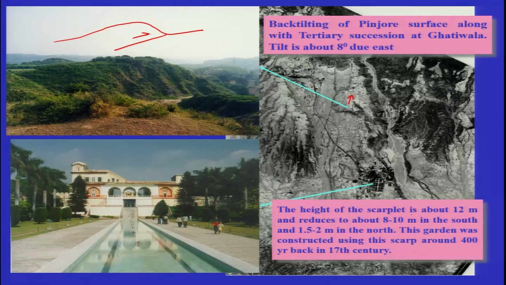The height of the scarp is around 12 meters and reduces to about 8 to 10 meters in the south and 1.5 to 2 meters in the north. This garden was constructed using this high scarp around 400 years back, in the 17th century. So the fault here runs somewhere at the base, and they never had an idea that they had constructed this garden structure exactly on the fault scarp.